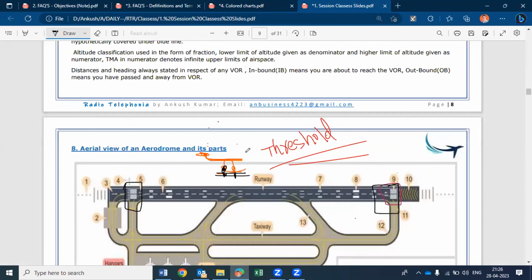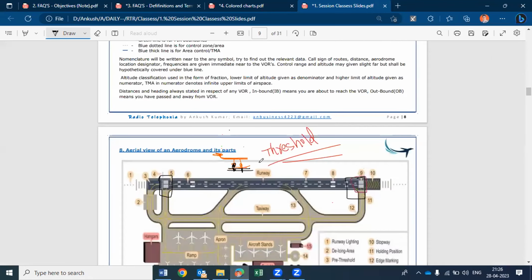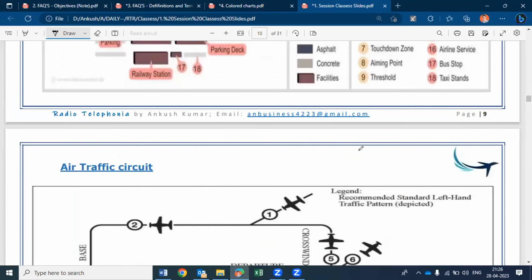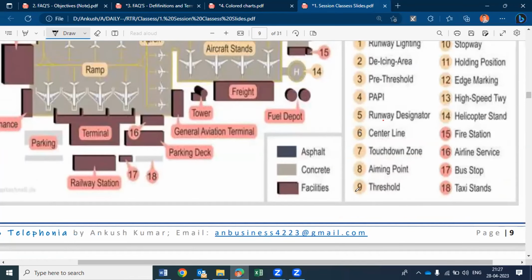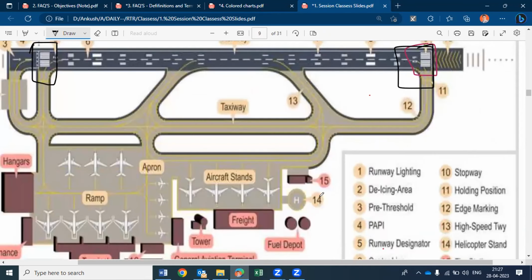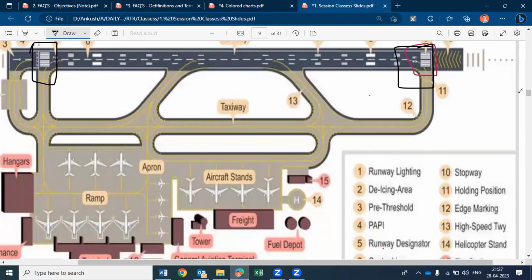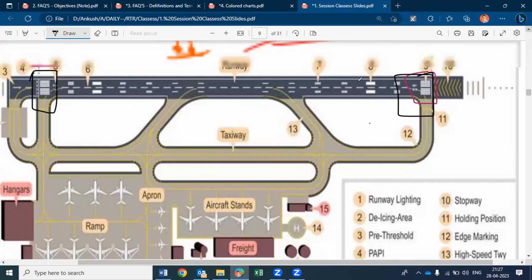So threshold is clear to you. Now, understand, is that threshold clear to you all? सब लोग समझ गए? What is threshold point? Yes, sir. And there is one more terminology, aiming point.